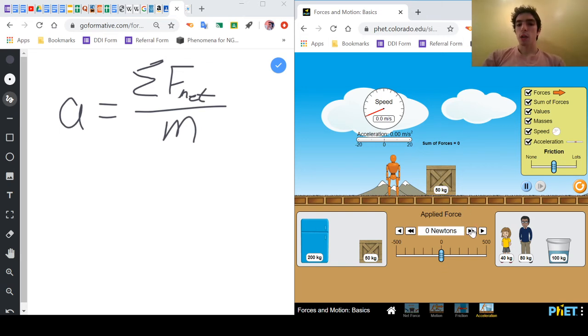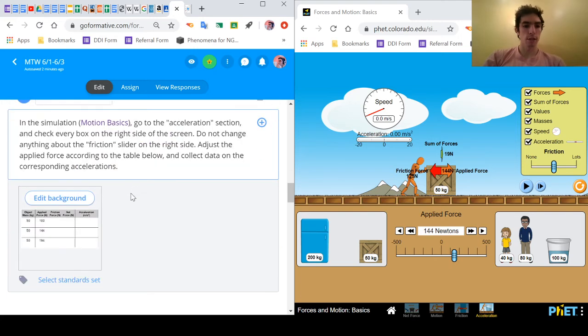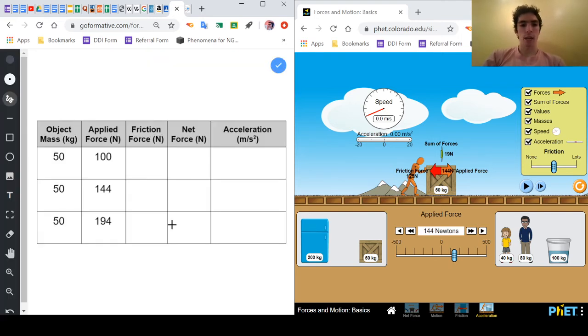Now, the way that we adjust the amount of force that this mannequin person exerts on the box is with these arrows. If I click these double arrows, it's going to make the force go up by 50 newtons each time, and if I click these small ones, that's how we adjust it, by 1 full newton each time. So you'll have to make sure that you're exerting the right amount of force. First, I ask you to exert 100 newtons, then I ask you to exert 100 and I believe 44 newtons, but let me check this. Yep, 144, and then 194, and again, I can just go up to that 50 point.